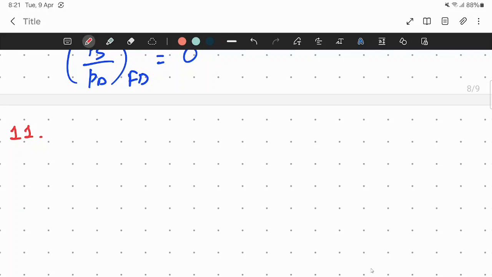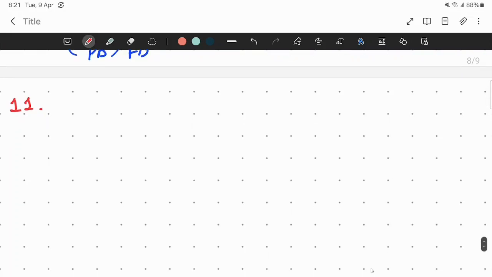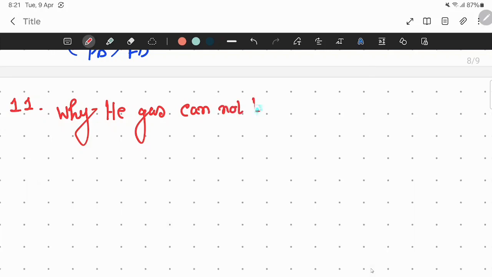Okay. Next question you said this is correct. Why the helium gas? Let me write it. Then I will discuss. This is purely a discussion. Why helium gas cannot be solidified?